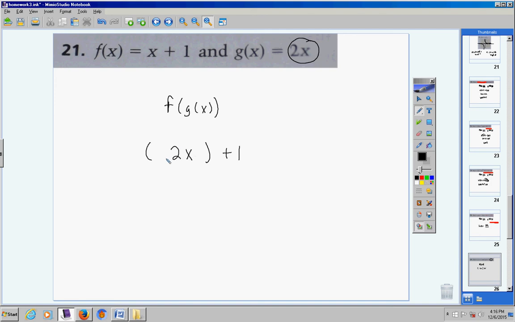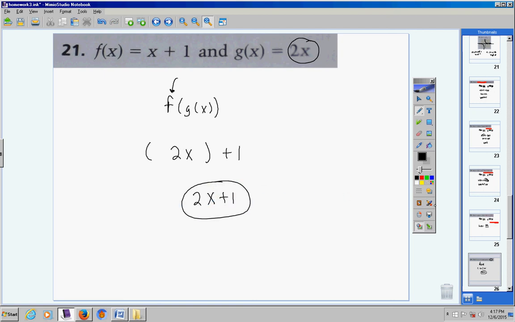Let's go over that again. My first letter on the outside is f, so I take my f function, x plus 1, and I write it right here, but where the x was, I put a big parentheses because I know I'm going to make a substitution. And then the next letter I see is g. That means I'm going to pick up my g function and put it right here in the parentheses. And that's what I did. Now 2x plus 1 is 2x plus 1. So that's your answer. Alright?